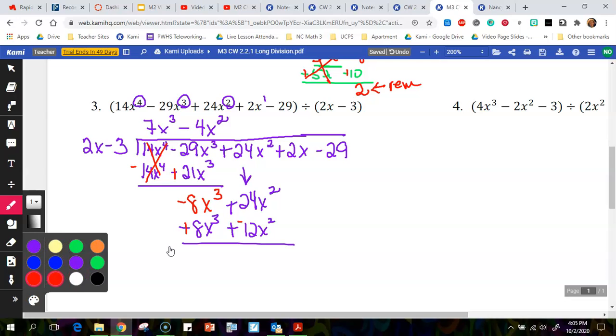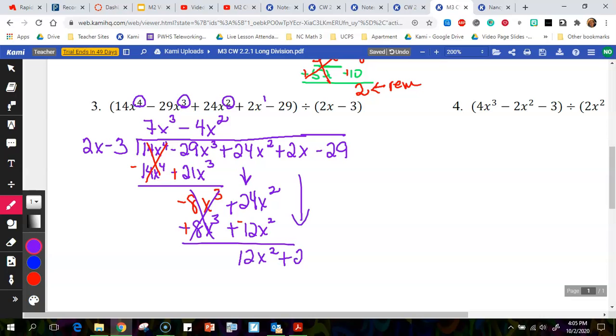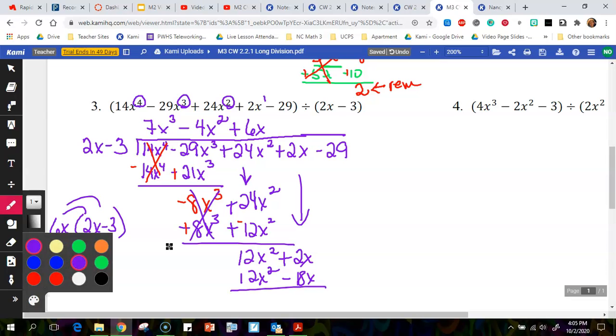Don't forget, every time, change those. Those cancel. That's going to be 12x squared. Bring down the plus 2x. Let's see, 12x squared divided by 2x is plus 6x. That's going to be 12x squared. And if you don't understand what I'm doing on this part, I'm taking that 6x and I'm multiplying it times 2x minus 3. So it's distributive property, but I'm just not writing it down. So 6x times 2x is 12x squared. 6x times negative 3 is negative 18x. Change to the opposite. Cancel.